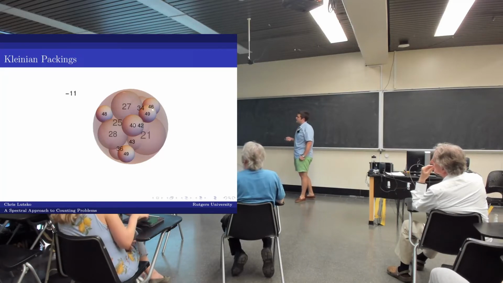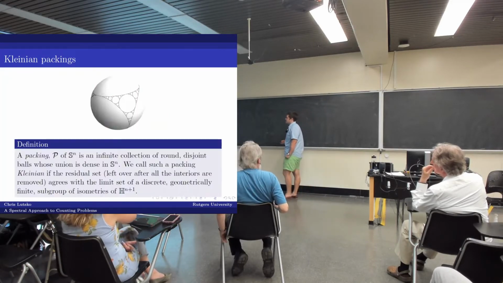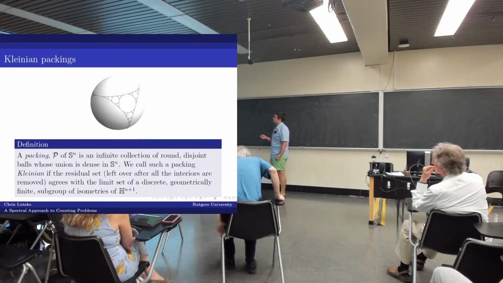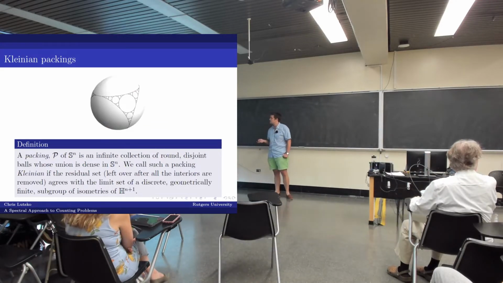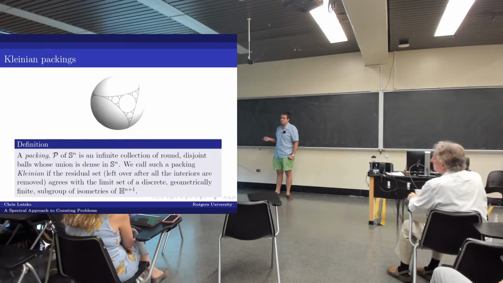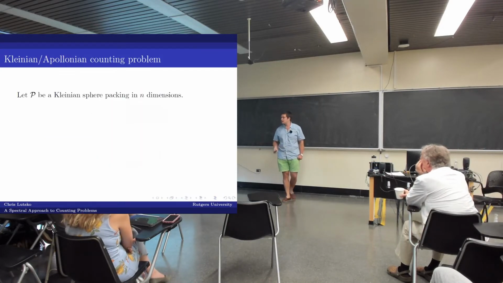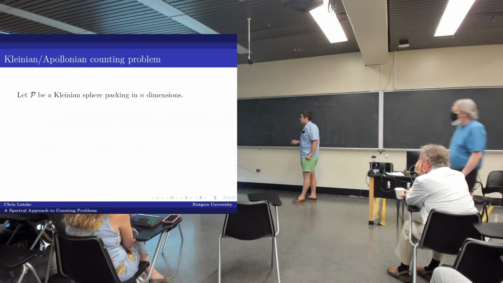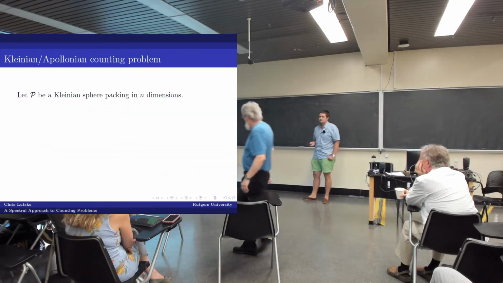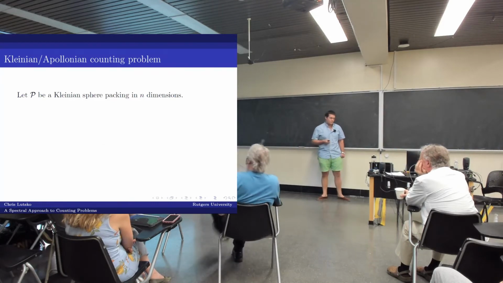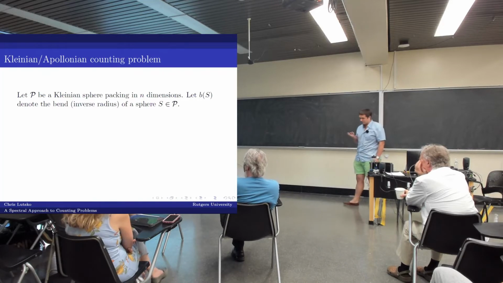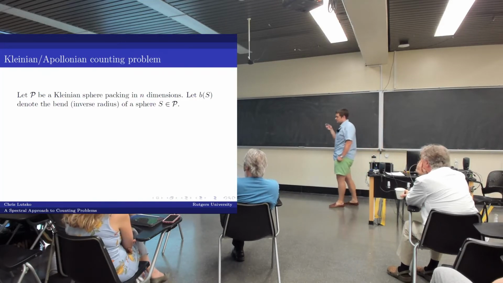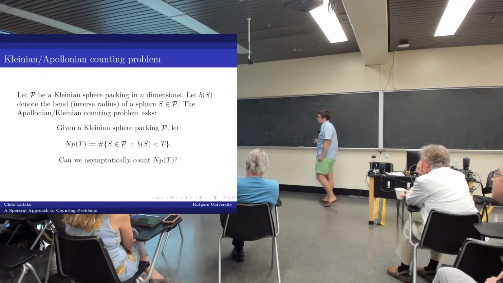Okay, so what is the Apollonian counting problem in dimension n? Well, suppose we have a sphere packing in dimension n. I'm going to let this function denote the number of spheres. And the problem is the following: how many spheres are there with curvature less than T? Okay, so we have a quadratic form. We want to count how many solutions to the quadratic form are smaller than T.